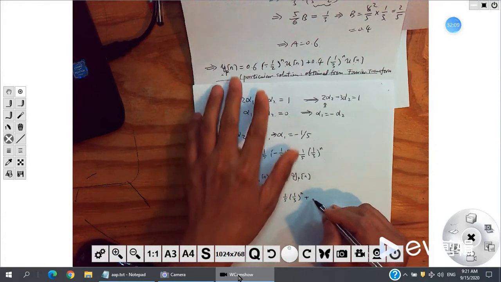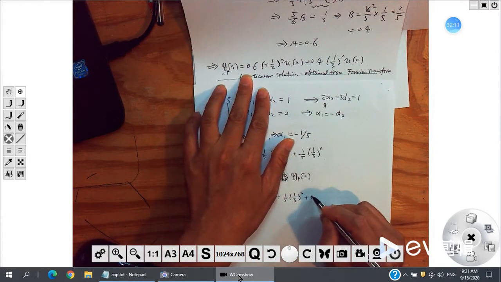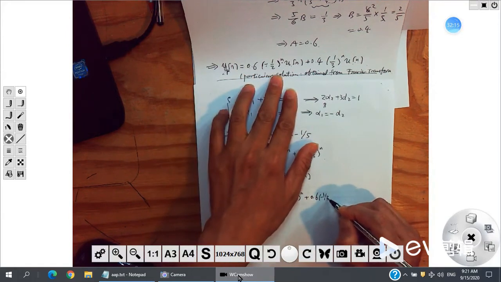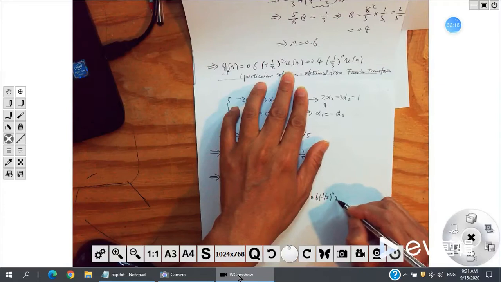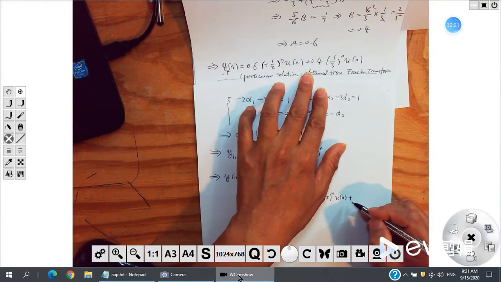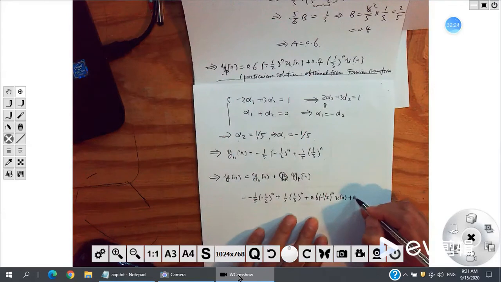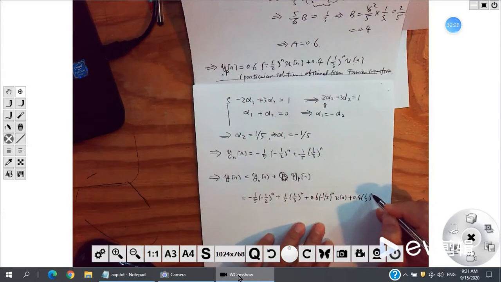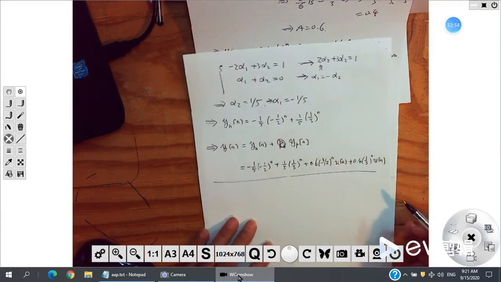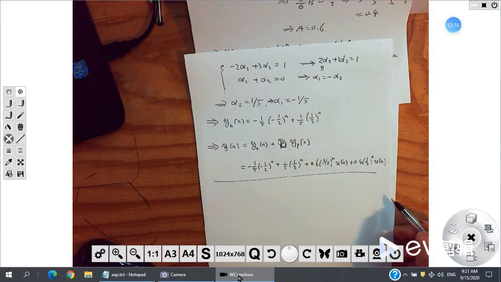0.6 times negative 1/2 to the n, u of n, plus 0.4 times 1/3 to the n, u of n. Okay, so we have y of n look like this. Alright, this is the final answer.